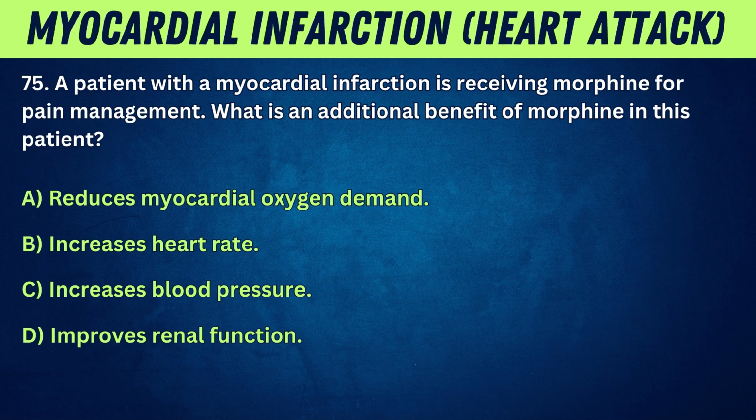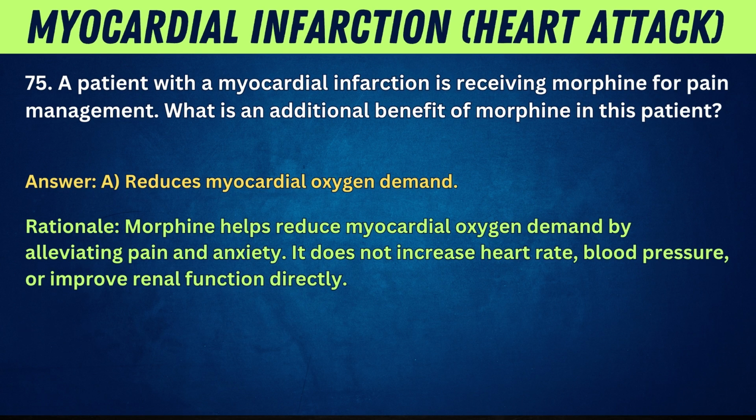Reduces myocardial oxygen demand. B. Increases heart rate. C. Increases blood pressure. D. Improves renal function. Answer: A. Reduces myocardial oxygen demand. Rationale: Morphine helps reduce myocardial oxygen demand by alleviating pain and anxiety. It does not increase heart rate, blood pressure, or improve renal function directly.